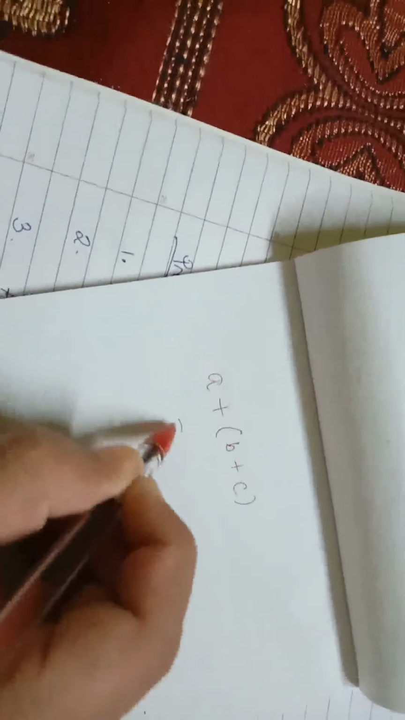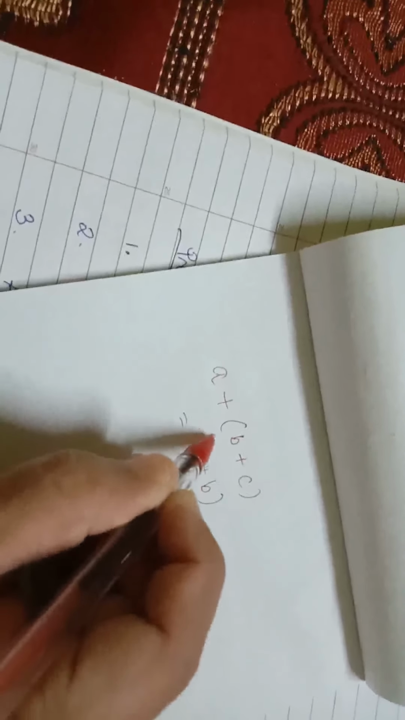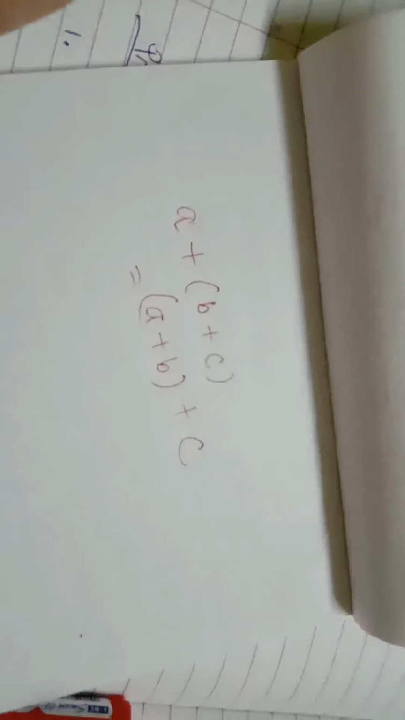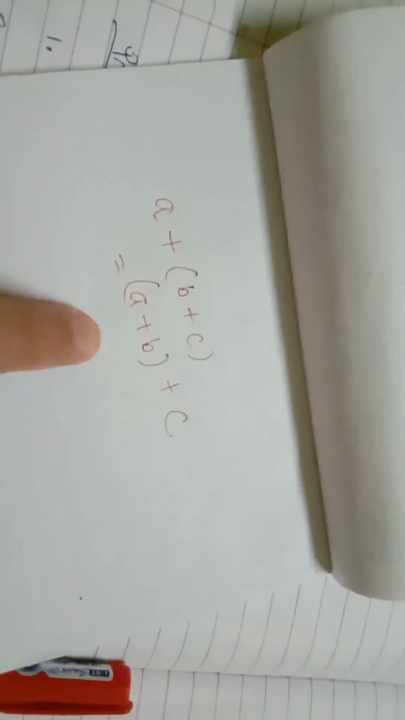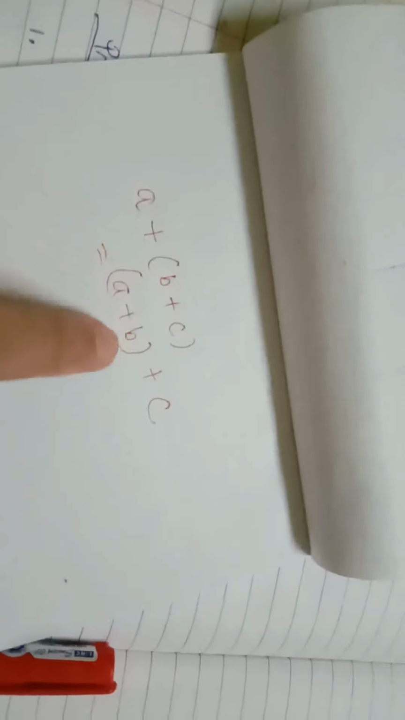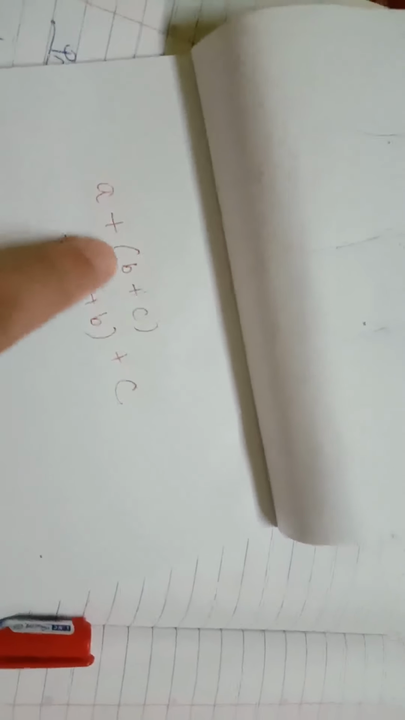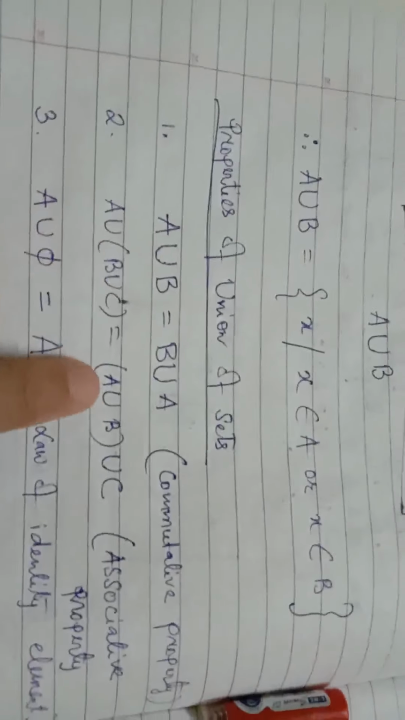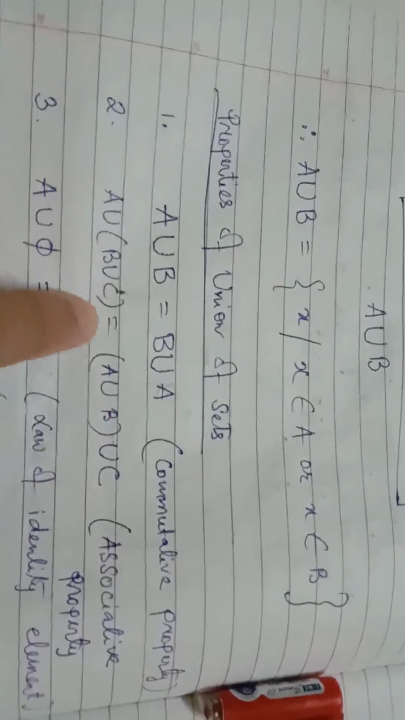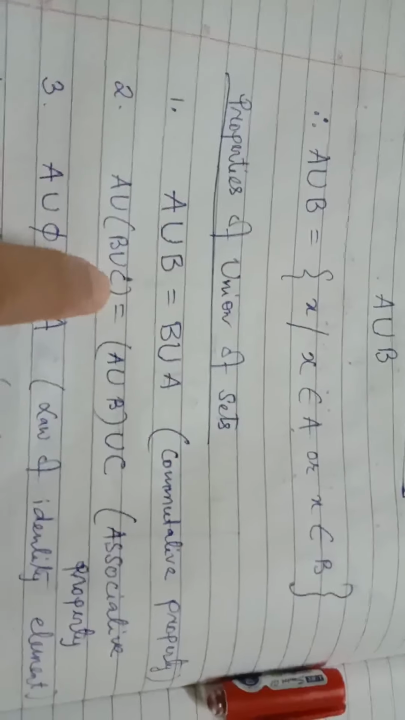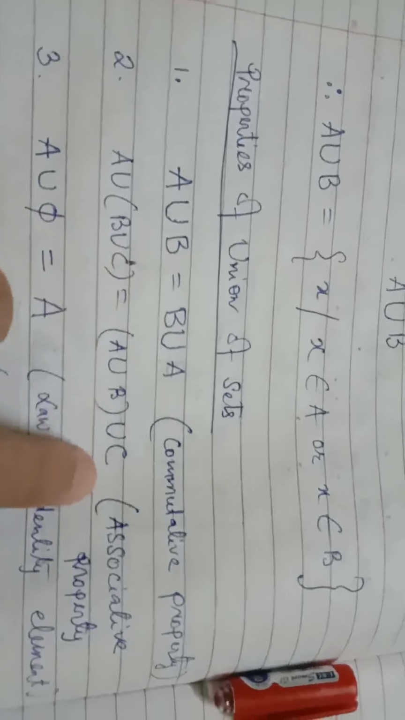In class 8, if you can remember, we got a + (b + c) is equal to (a + b) + c. This is called the associative property of natural numbers or real numbers with respect to addition. Similarly, this is the associative property for union of sets. A ∪ (B ∪ C) is equal to (A ∪ B) ∪ C.